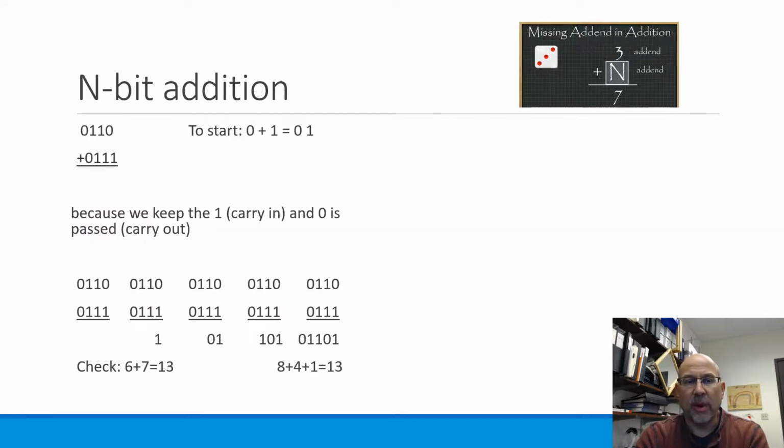To start, we have to remember that in the last place, we're dealing with a 0 and a 1, and so we would have a 1 in the sum, and then our carry would be a 0.